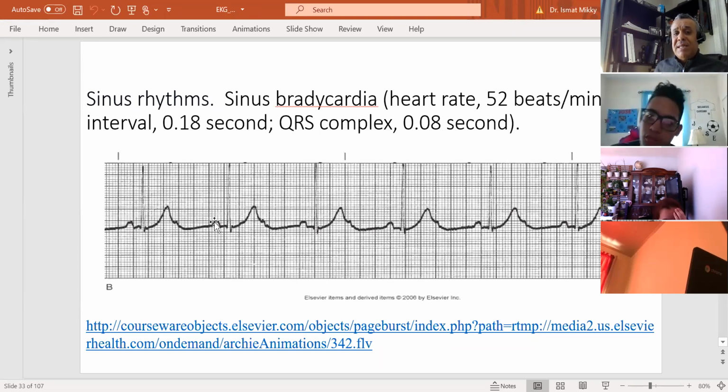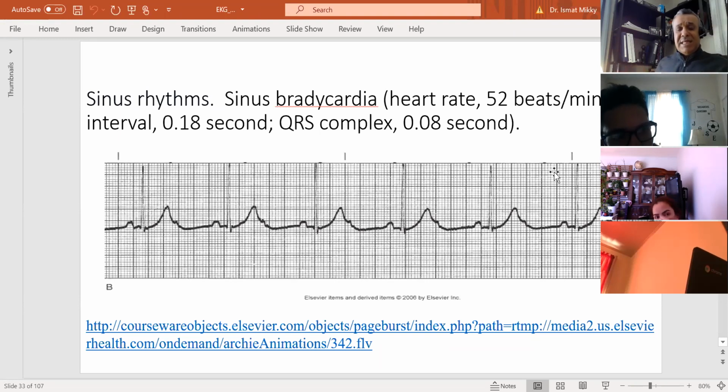P to P, the same distance from this P wave to the next P wave to the next P, the same distance. Same thing with R wave to R wave. As you measure it, it's the same distance, consistent. And also the shapes are pretty much the same. All P waves look alike, and the QRSs look alike, they're all similar. None of these QRSs or P waves is different.